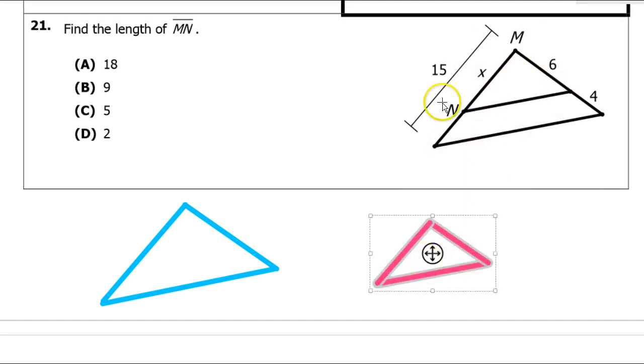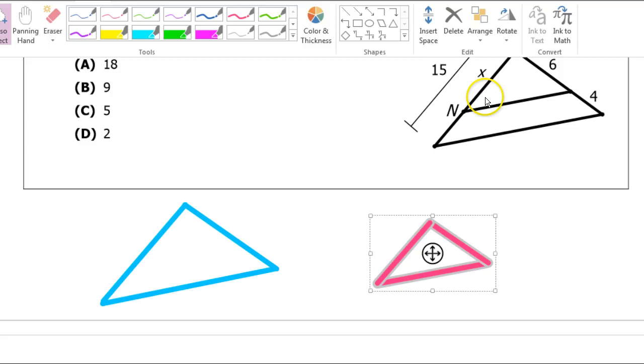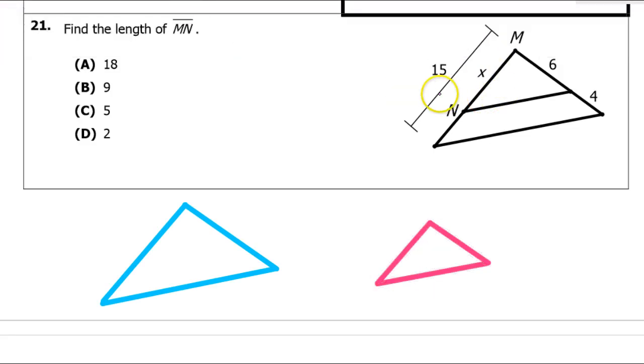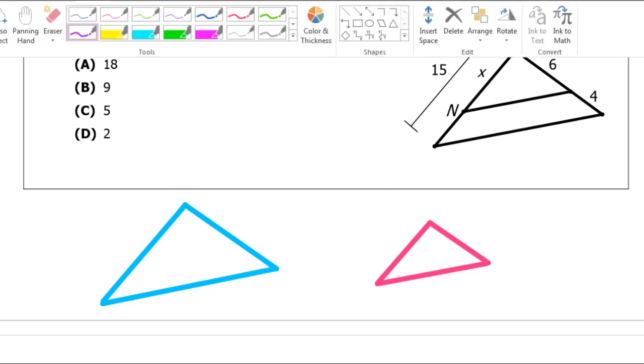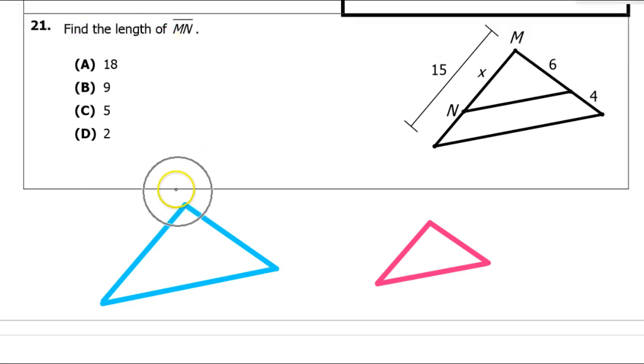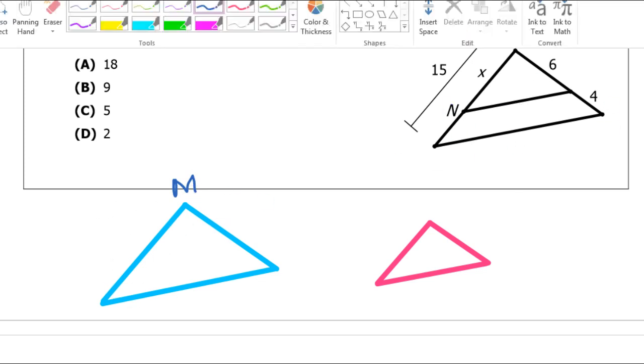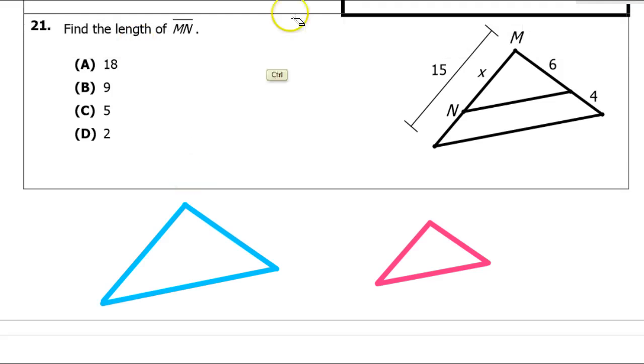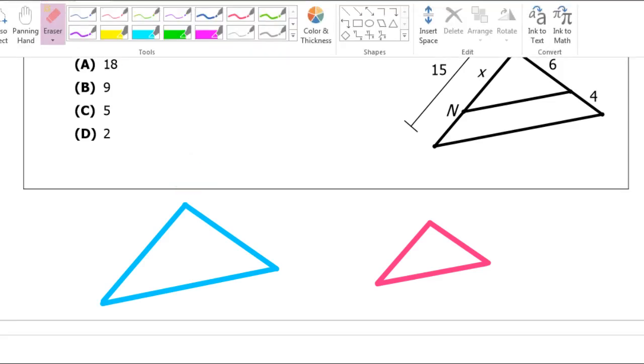So we had the large outer triangle and the smaller inner triangle. Whenever you have overlapping triangles like this, the smart thing to do is to redraw them separately the way I just did. Let's label the sides. On the blue triangle, this would be M, but they didn't label all the corners, so never mind the labeling. I'll come back to that.